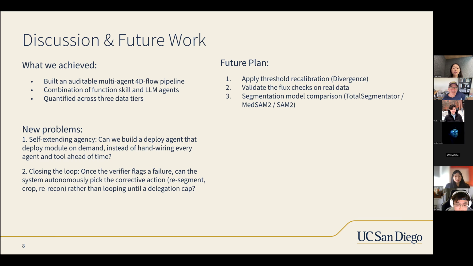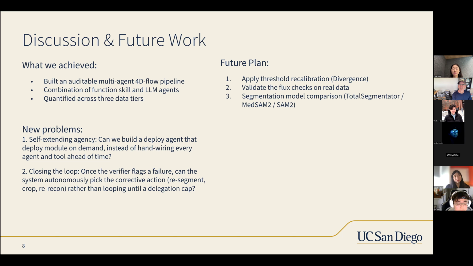So for future work, as you can see, we have 3 concrete next steps listed here. So first, apply the threshold recalibration we already computed because it eliminates the low frame rate false positives. Second, validate the flux checks on real data since they currently skip every branched case. And third, compare segmentation models such as the ones listed below since segmentation, not reconstruction, was where the OSU scan failed. And there are also 2 bigger questions that arise from this project.